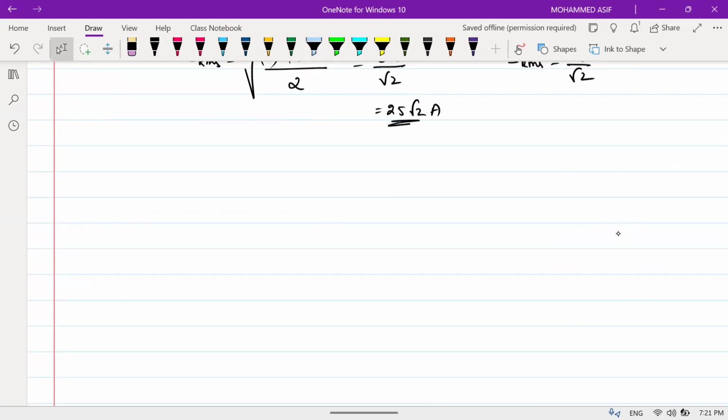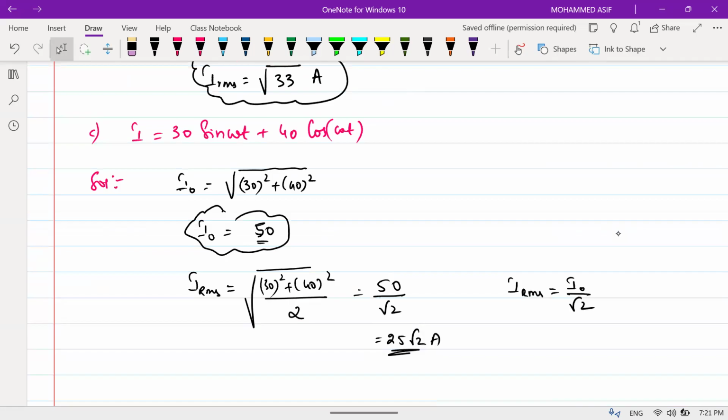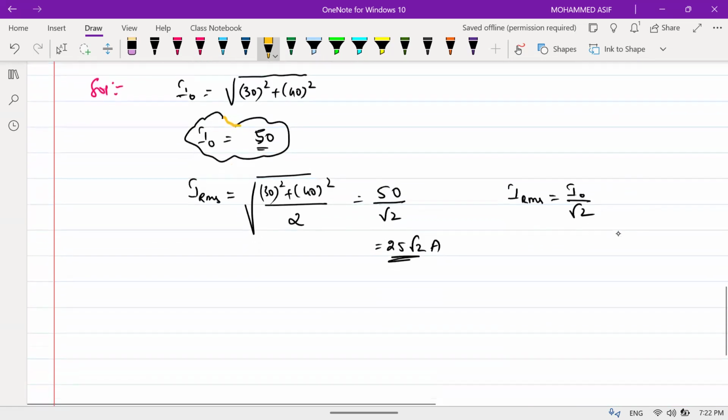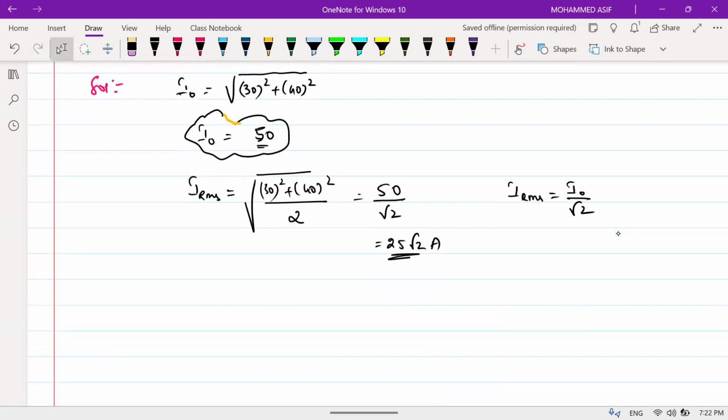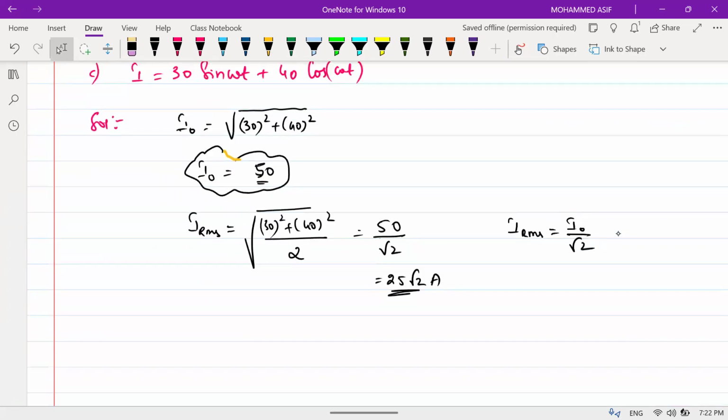Sir, is it not 70? I naught value, why 70? 3 square and 4 square, 16 plus 9. Sir, only 25 will be, sir, because of the square root. The square root of 30 whole square plus 40 whole square. I'm taking out the square root. Yes, sir. Got it?